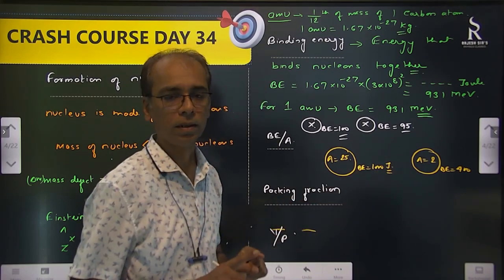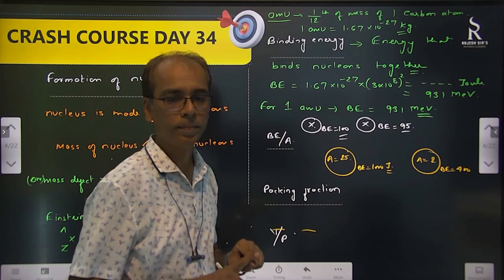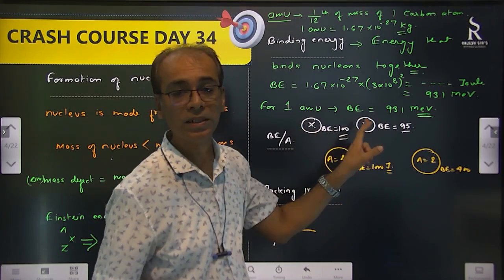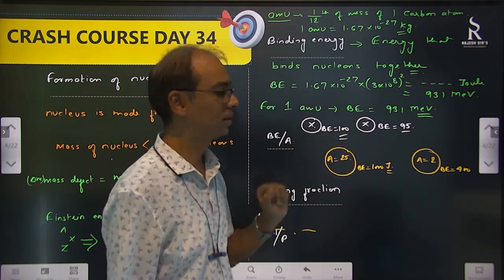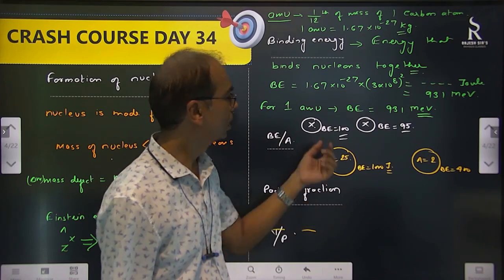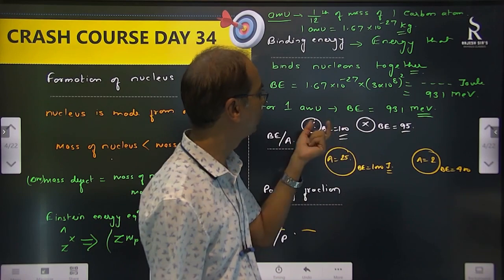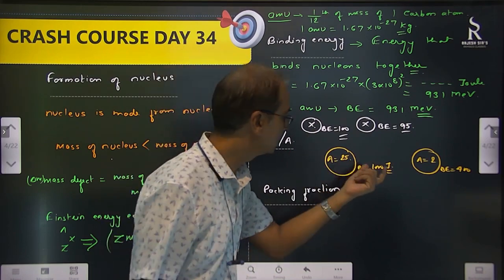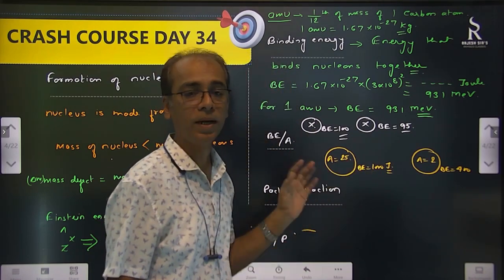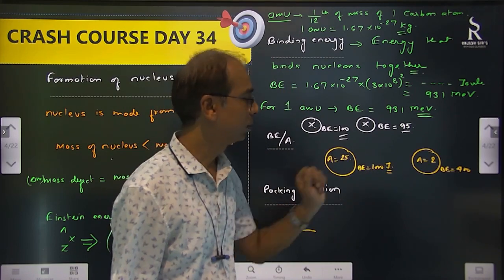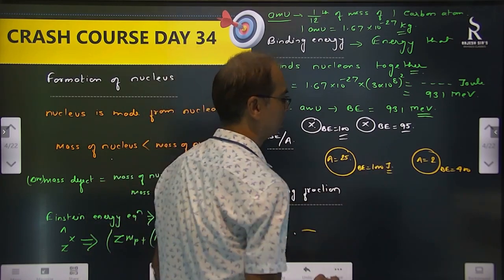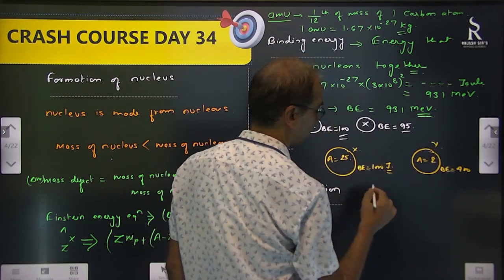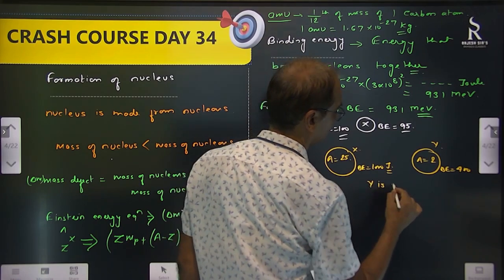So for stability, you require more binding energy per nucleon, not binding energy alone. Earlier we said binding energy is more because we said same element X. In that one, binding energy was 100 and 95, so that one was more stable than the other, absolutely fine. Same element. But these are two different elements. Here this is having more binding energy, but more nucleons are also there. So where is binding energy per nucleon more? Here. So this one is more stable. If I say this element is Y and this element is X, then Y is more stable than X.